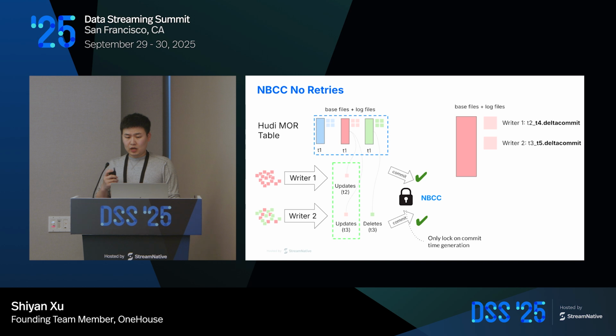Now that we understand NBCC's advantage in improving throughput and saving resource wastage, let's dive deeper into its design by understanding the building blocks that make NBCC possible in Hudi. The main building block is the Hudi timeline, which is essentially the transaction log of the table.